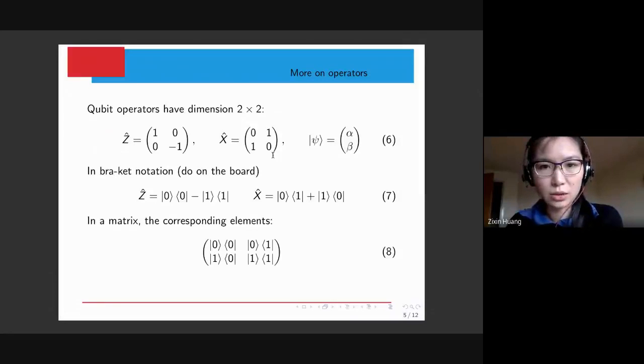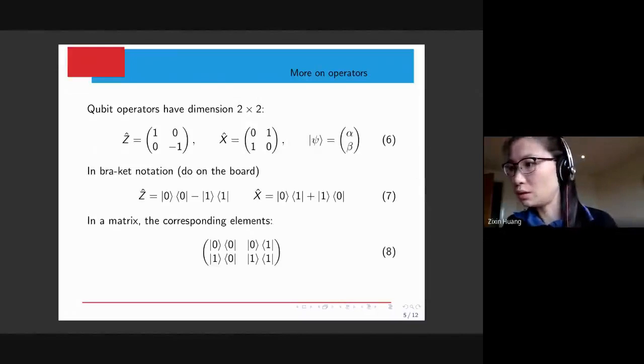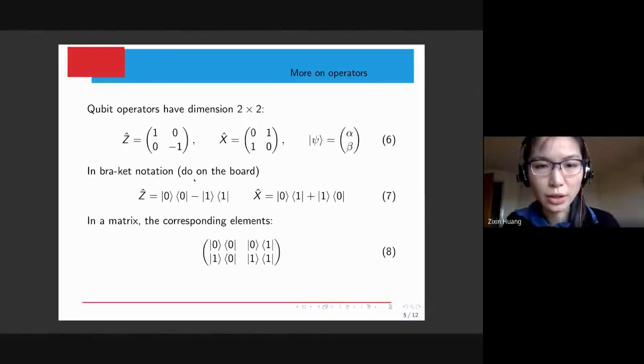So let's do it on the board, as to how you would manipulate the qubit psi over here using these operators.